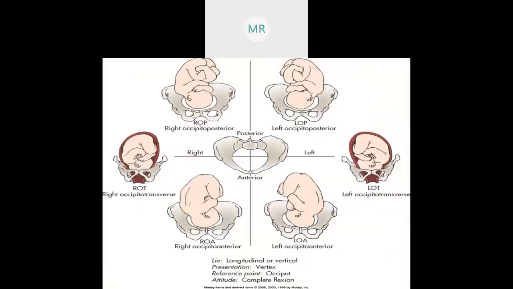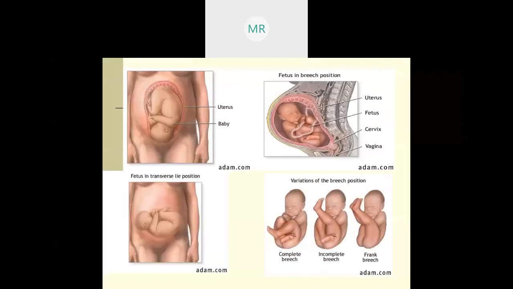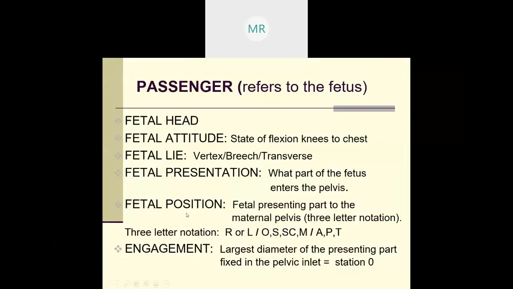Now, our next one on the list on the slide over here is vertex presentation. Fetal presenting part to the maternal presenting part. It is a 3-letter notation. First letter is R or L, and that is the side of the maternal pelvis.